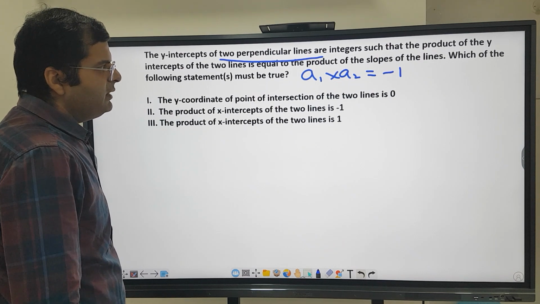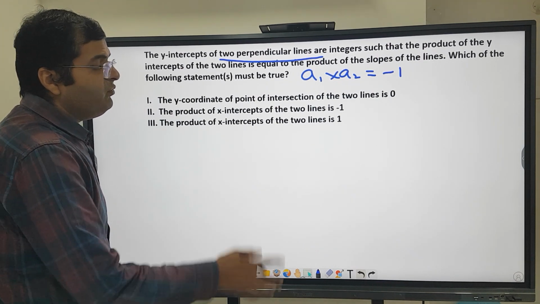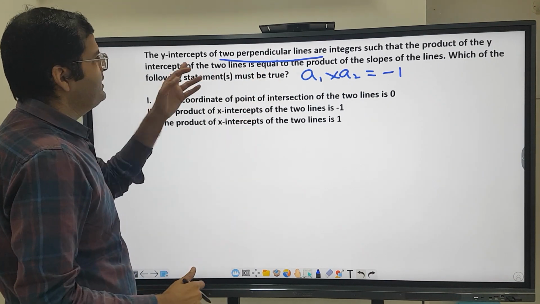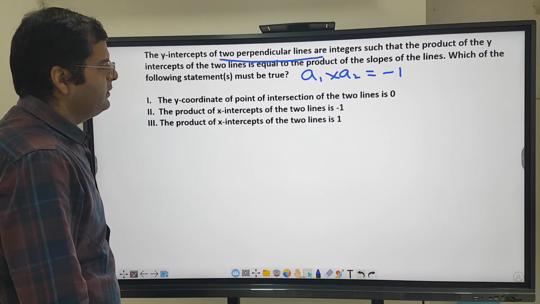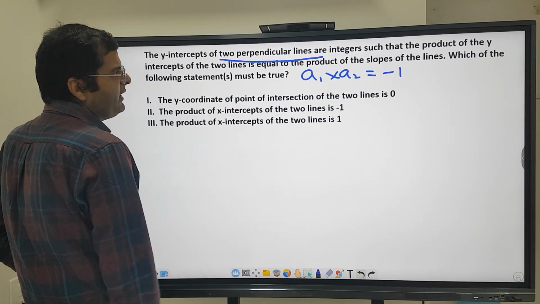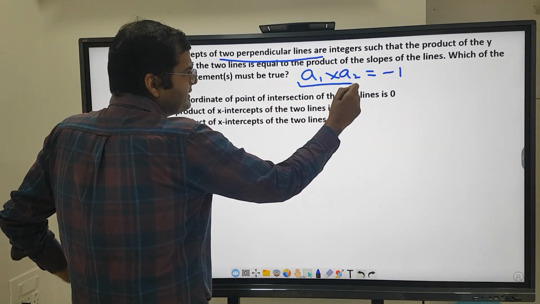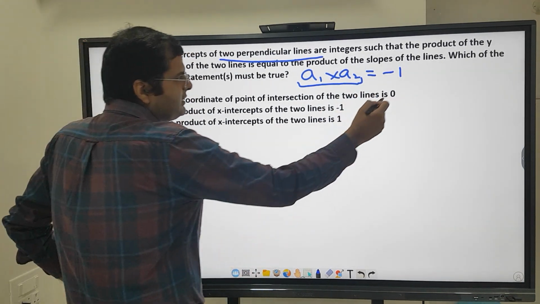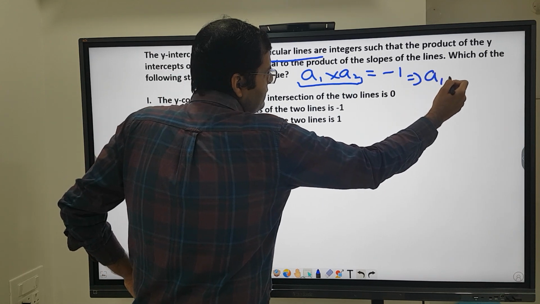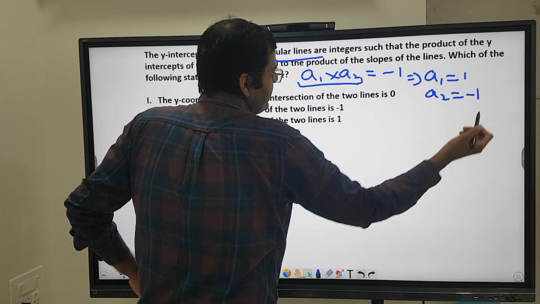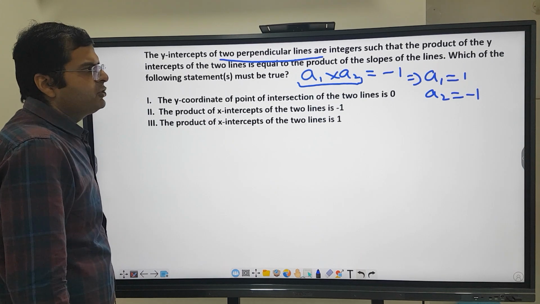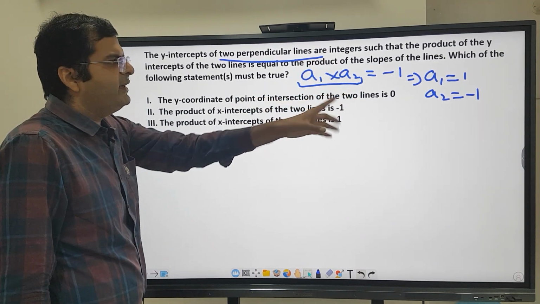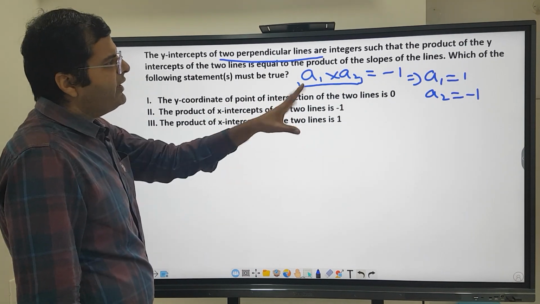Okay, now it has been given to us. Again we can also conclude that these lines are not parallel to any of the axes because their y-intercepts are integer values. So now the product of two things is equal to -1 and both of them are integers. This is only possible when either one of them is 1 and the other is -1. There is no other possibility. So both are integers and the product is -1. The only possibility is that one of them is 1, the other is -1. So it is 1 into -1.